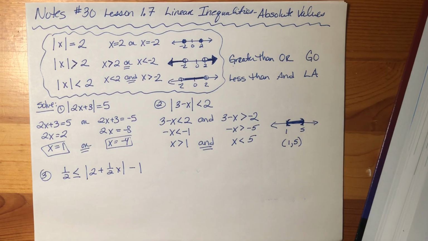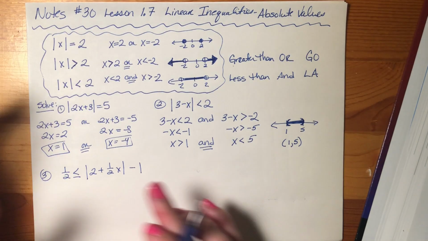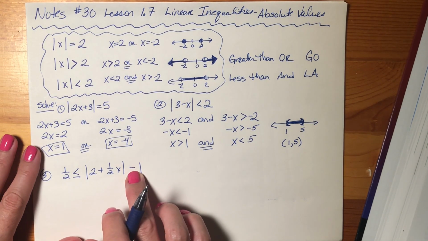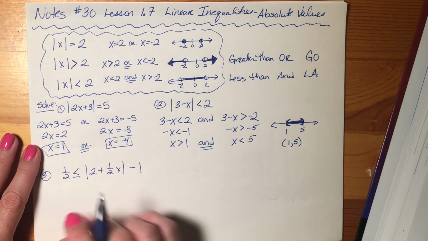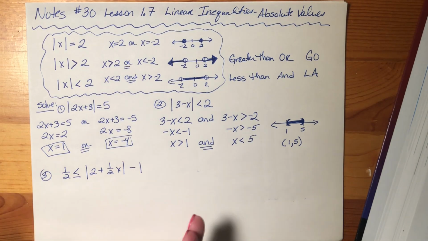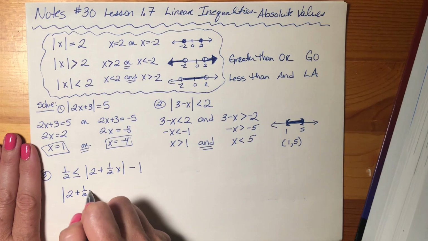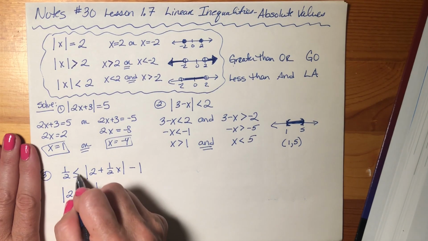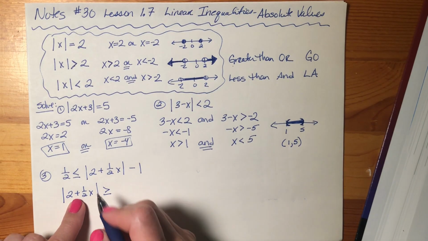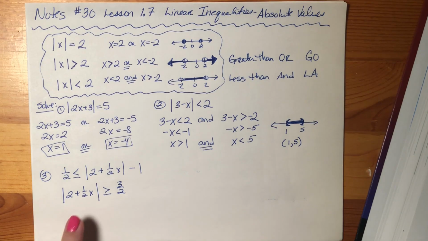Okay, all right, so hopefully you did it. And notice that this is not set up like the models, so we're going to go ahead and set it up like the models above. This minus 1 is the first thing we need to change. So let's go ahead and add 1 to the other side. So I have 3/2 over here. And I'm going to flip the sides around. So it'll be the absolute value of 2 plus 1/2 x, right? And then I'm going to make this greater than or equal to, because I'm just flipping the order around, so the absolute value is on the left. And then I have 3/2.